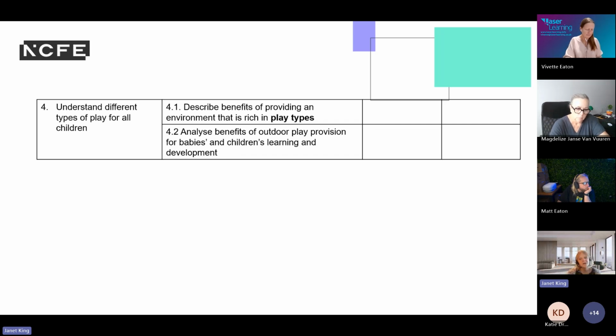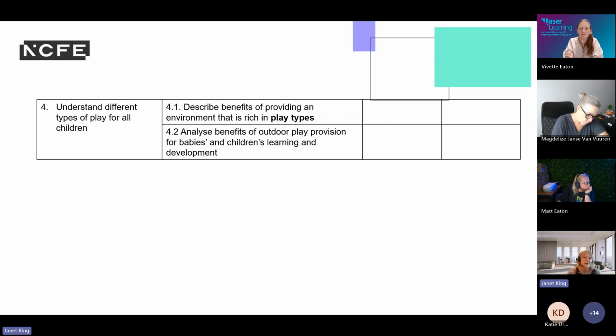So what you could do is maybe ask students to reflect on what's going on in their environment. So you could link what we've just been considering in learning outcome 3 with this, where we're thinking about the benefits of providing that environment rich in play. Really important. And you could start evaluating the environment.